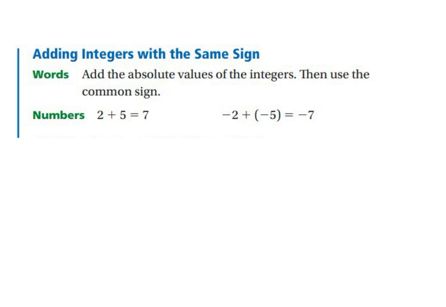So here, both of these are positive. So I'm just going to think normally, what is 2 plus 5? Well, 2 plus 5 is 7. At the end, I'm just going to make sure that my sign matches what I started with. I started with two positive numbers. I'm going to end positive.